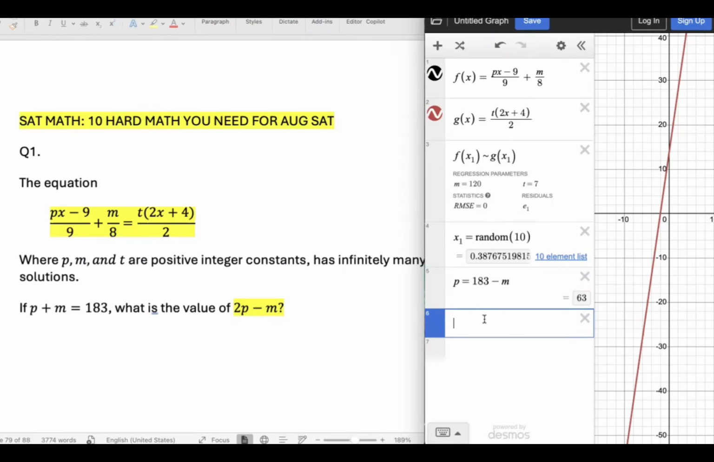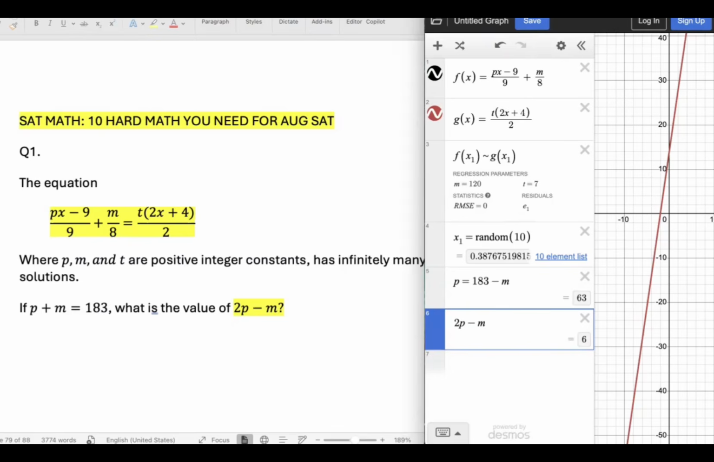Boom. Now, what is 2p minus m? 6. As we did the algebra, it's the same thing. Which one is faster? You be the judge. Which one do you need to apply your knowledge to? Both of them. Know them, know how to use them. Even if you use Desmos, know how to use it in terms of your algebraic expression.